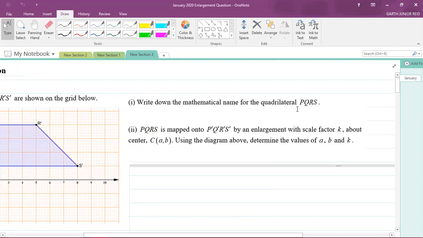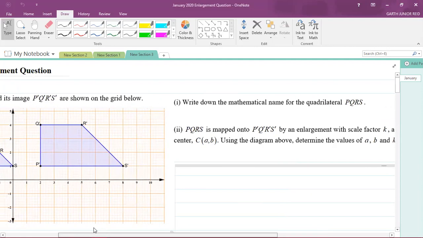quadrilateral PQRS. Part 2 says PQRS is mapped onto P prime, Q prime, R prime, S prime by an enlargement with scale factor K about the center C(A, B). Using the diagram above, determine the values of A, B, and K.